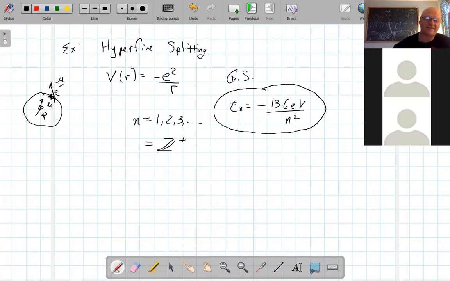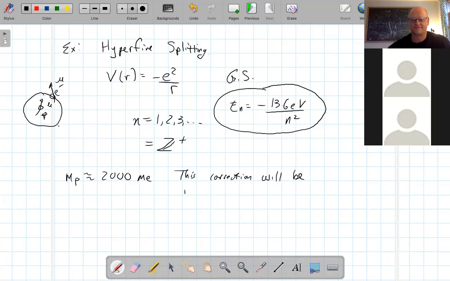The hyperfine splitting comes from the coupling between the magnetic moment of the proton and the magnetic moment of the electron. As we mentioned, the mass of the proton is roughly 2,000 times greater than the mass of the electron, which means this is going to be a very small correction. Hence, hyperfine. It gives a very, very tiny correction to the energy.